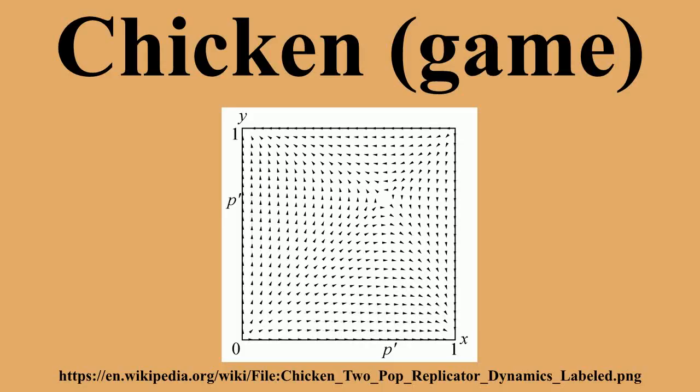Hawk-dove. In the biological literature, this game is referred to as hawk-dove. The earliest presentation of a form of the hawk-dove game was by John Maynard Smith and George Price in the paper The Logic of Animal Conflict. The traditional payoff matrix for the hawk-dove game is given in Figure 3, where V is the value of the contested resource, and C is the cost of an escalated fight.